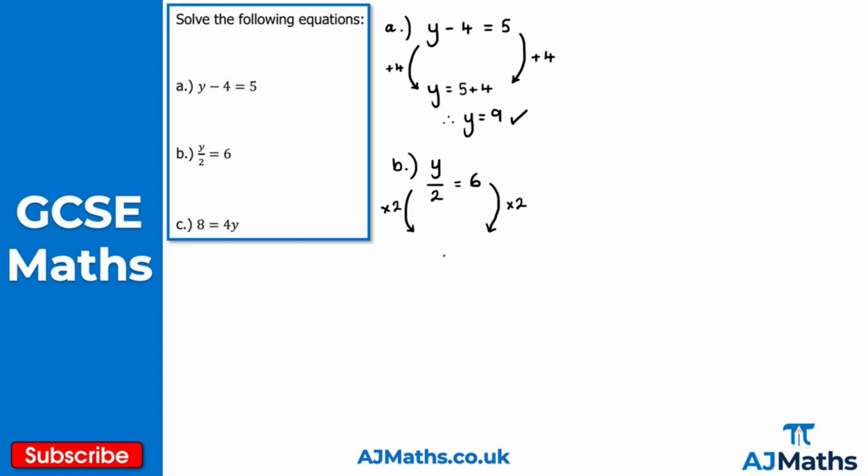If I've got y over 2 and I times that by 2 here, that would just leave us with the numerator. So that would just leave us with y. And on the right-hand side here, 6 times 2. We get 6 times 2, and if we just evaluate that multiplication there, then we find that y is equal to 12. Okay? And again, you can always double check your solutions here. If we're saying that y is equal to 12, 12 divided by 2 would give us 6. So we can see then that the solution there is correct.